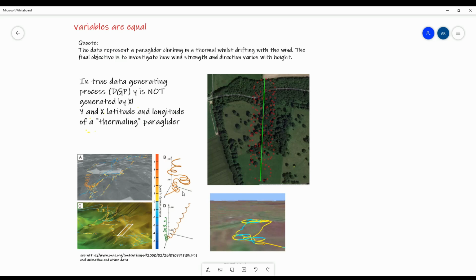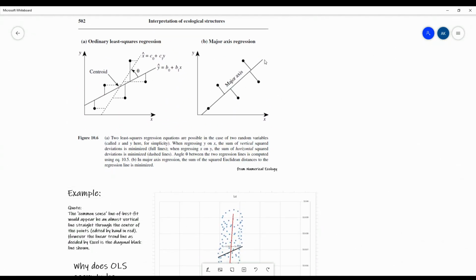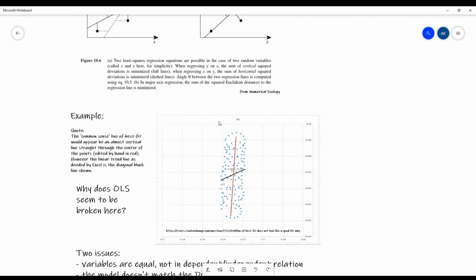And clearly here, latitude and longitude cannot be independent and dependent. It's not like your latitude is defining your longitude. That's not the case, right? So it's your spiral movement, wind, and thermal, some other factors. They are defining your latitude and longitude. And if anything, latitude and longitude are probably on equal terms, and that's why I'm going to say that, well, maybe this type of major axis regression should work. And on this plot, you see that it does work.